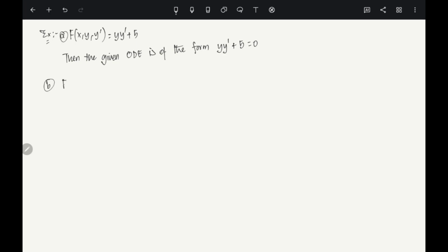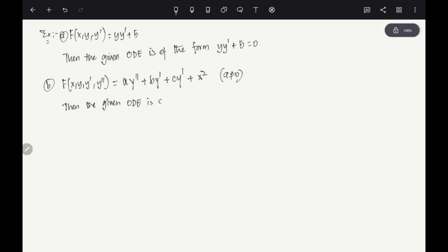Let's look at a second order equation, f(x, y, y', y''), and let's write this down as a y'' plus b y' plus c y plus x squared. Then what is the given ODE corresponding to this f? It is dependent on two derivative variables, because a, I am assuming, is non-zero. Clear? So in this case the given ODE is of the form a y'' plus b y' plus c y plus x squared equals 0.